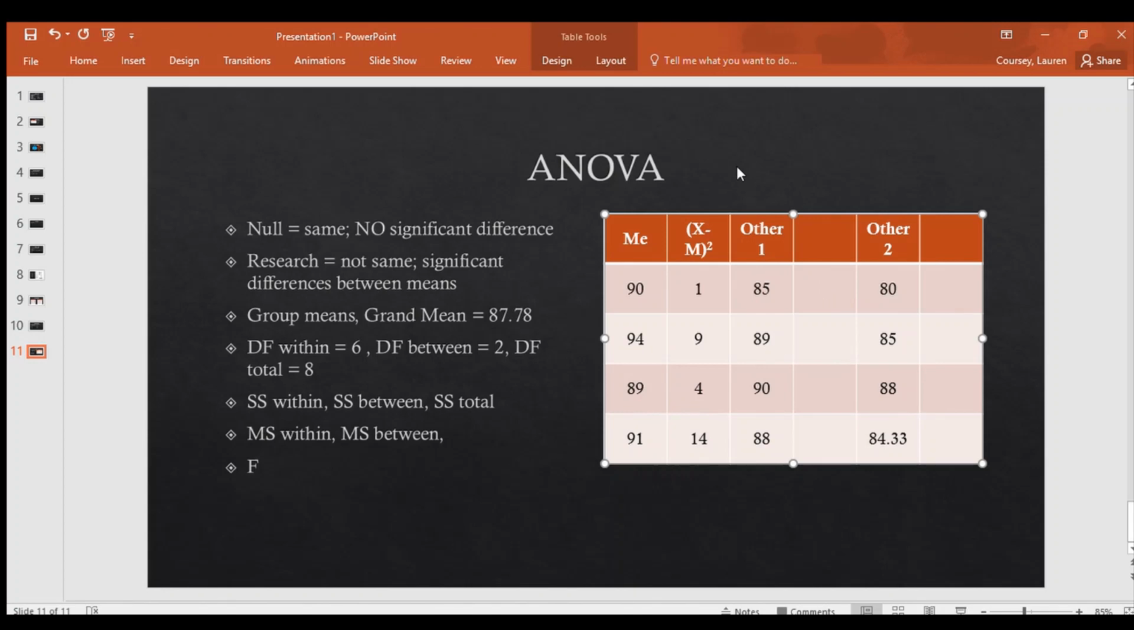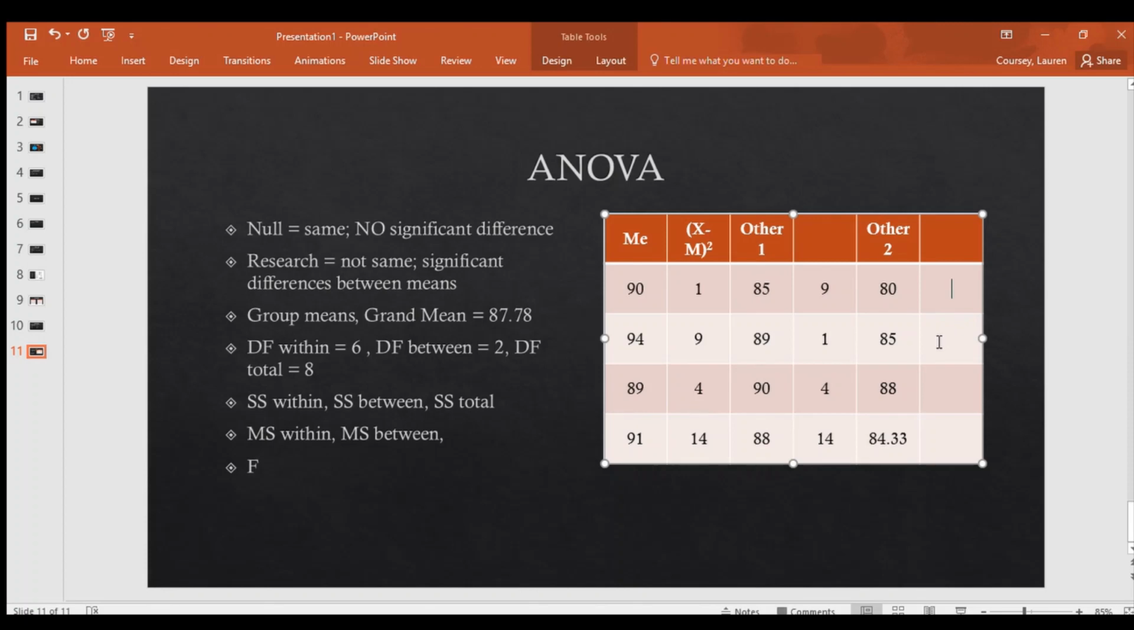Then I would take my 85 minus my group mean for this group of 88, and I would square that to give me 9. 89 minus 88 squared would give me 1. And then 90 minus 88 squared would give me 4. And so I have a summed squared deviation here of, again, 14.